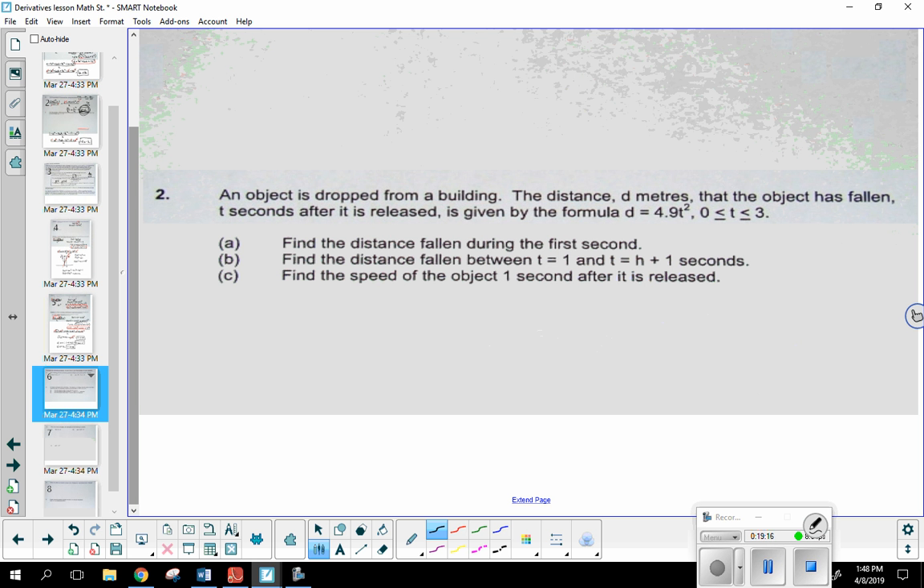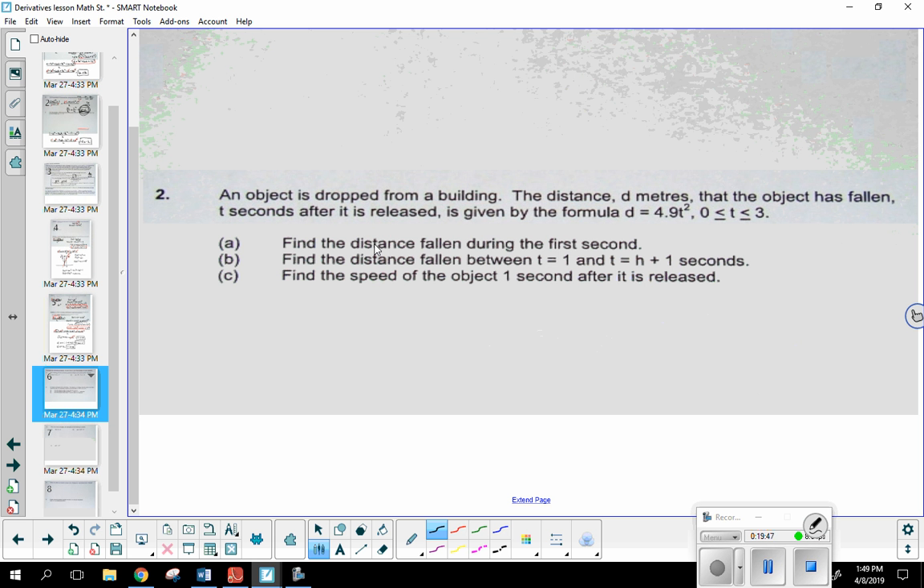What if I solved for C? No, would you solve for T? Oh, solve for T. Oh, no, like A says, find the distance fallen during the first second. Right. So here, are they even asking you to do anything with the derivative? No, see, this one here, the formula is the distance equals 4.9 times your seconds squared, because objects fall at 4.9, what? Meters per second, right? Per second squared.